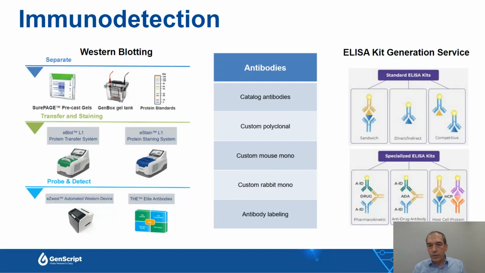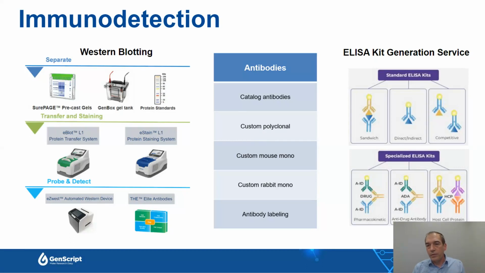We also have very high quality catalog antibodies that are off the shelf and ready to ship. In addition to the catalog antibodies, we can also develop any custom antibody. We can develop custom polyclonal antibodies, custom monoclonal, mouse monoclonal antibodies, custom rabbit monoclonal antibodies. We have multiple technologies for antibody development, including single B-cell isolation and using the Beacon platform for testing. And we can also do antibody labeling. If those antibodies are going to be used for flow cytometry, for example, or ELISA kits, we can also label them correspondingly for you.